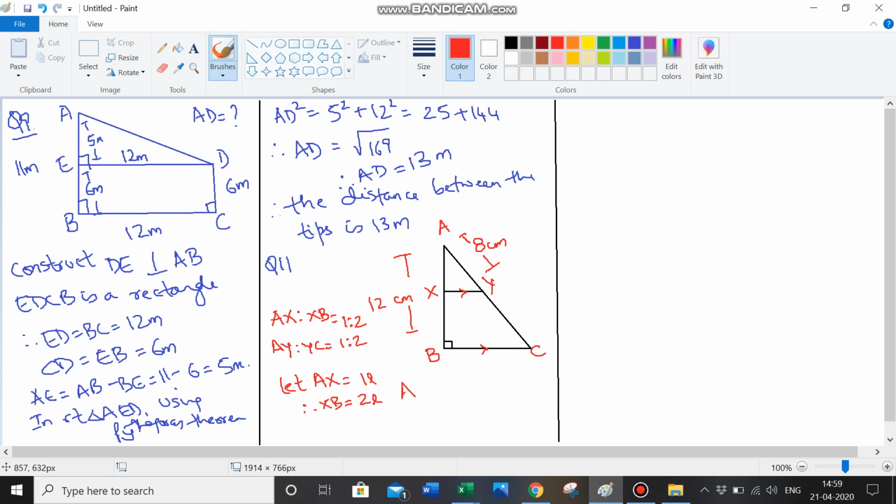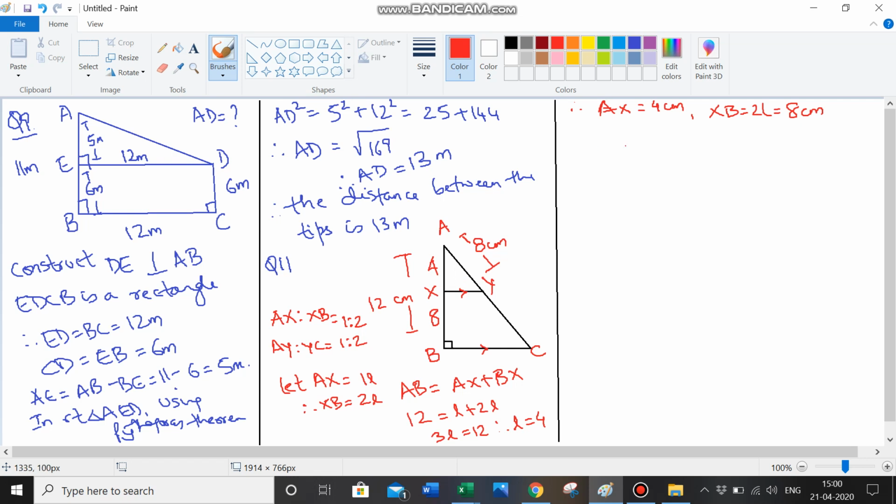As per the question, AB is equal to AX plus BX, which means 12 is equal to L plus 2L, 3L is equal to 12, therefore L is equal to 4. Therefore AX is equal to 4 centimeter and XB is equal to 2L, which means equal to 8 centimeter. So we need to calculate the length of AC and length of BC. So we've calculated this as 4, this as 8.